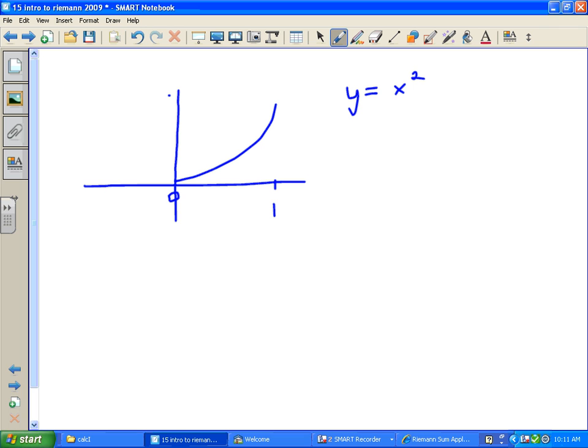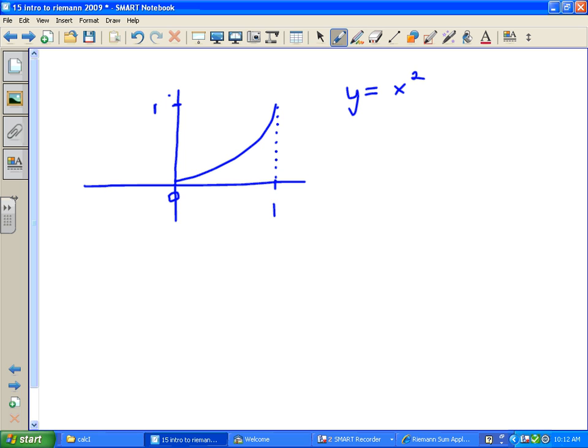Now, of course, our goal ultimately will be to generalize this as much as possible. It could be any function, and it could be any interval. Can we find the area under that? But we're going to start with a very, very simple example, which is this one, x squared from 0 to 1. By the way, if x is 1, what is y at that point? Y is 1 as well.